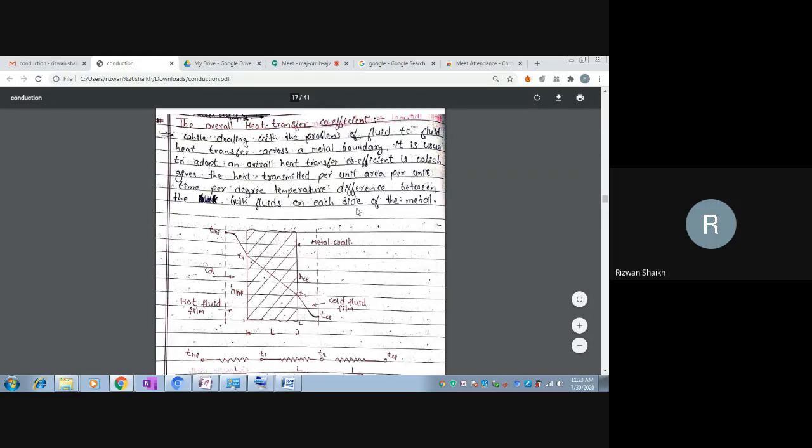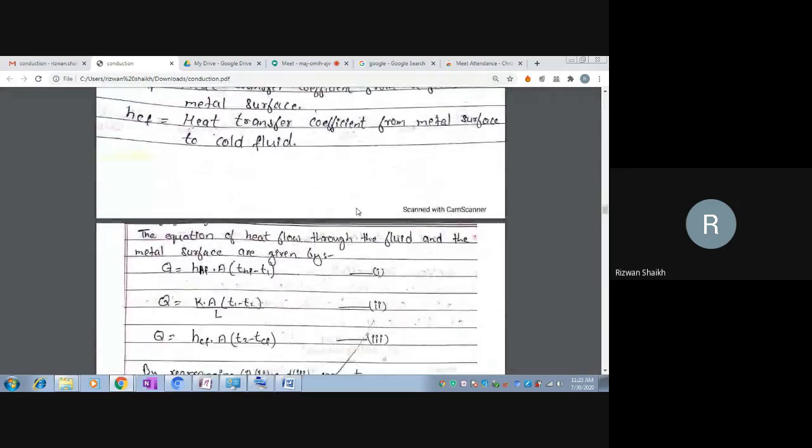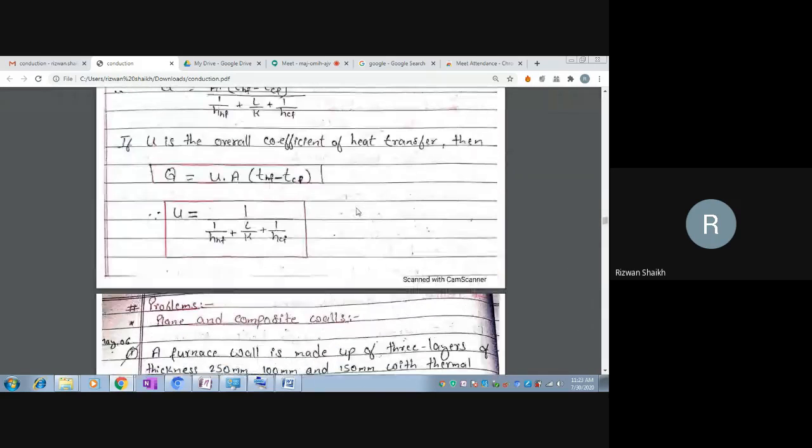And usually the expression you have to remember is Q equal to U A del T, where del T is the temperature difference between the hot fluid and the cold fluid. And this U has the expression of 1 upon (1 by HHF plus L by K plus 1 by HCF). So this is the expression of overall heat transfer coefficient that we need to remember.